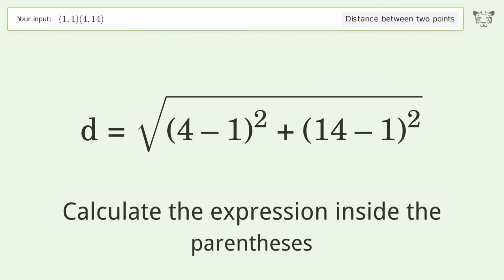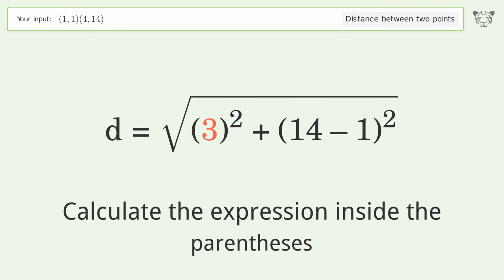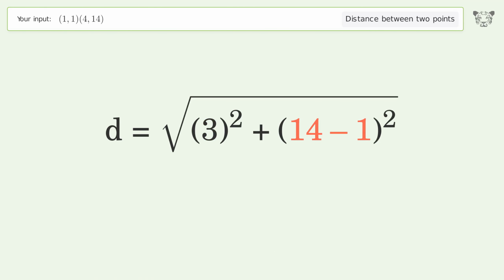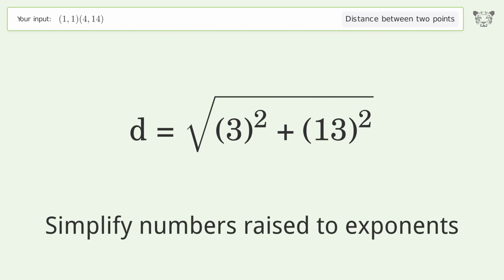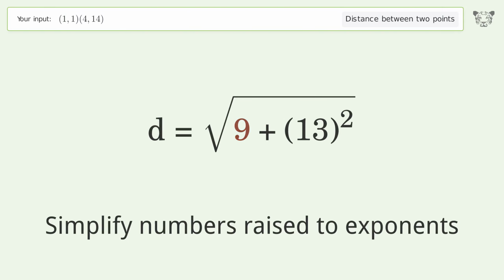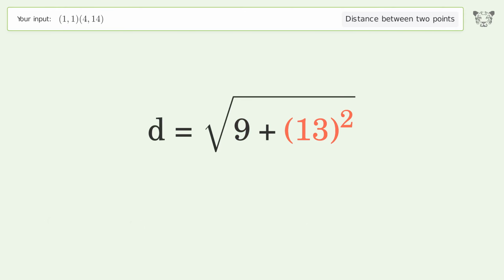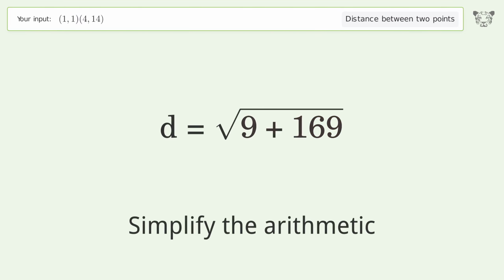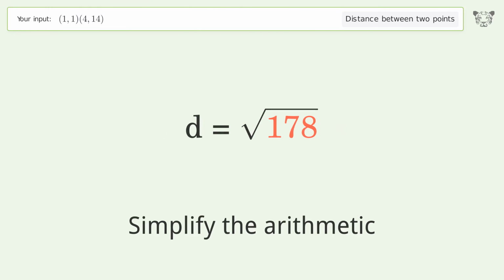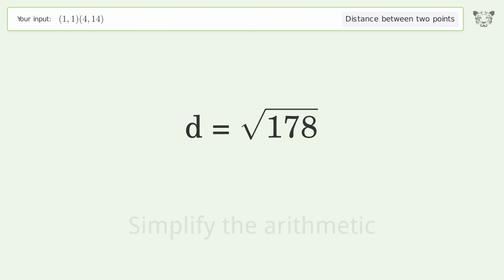Calculate the expression inside the parentheses. Simplify numbers raised to exponents. Simplify the arithmetic. And so the distance between the 2 points is the square root of 178, or 13.342.